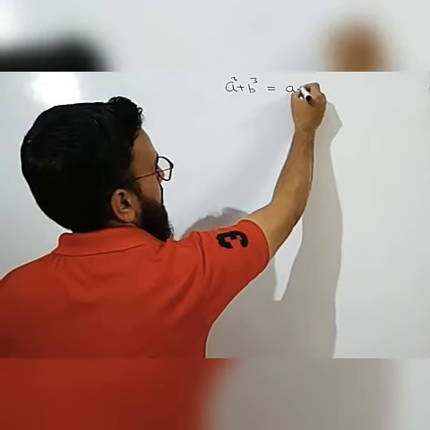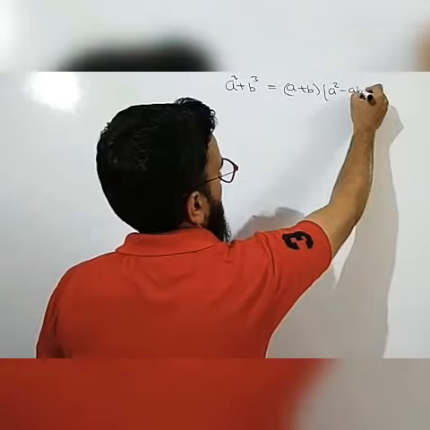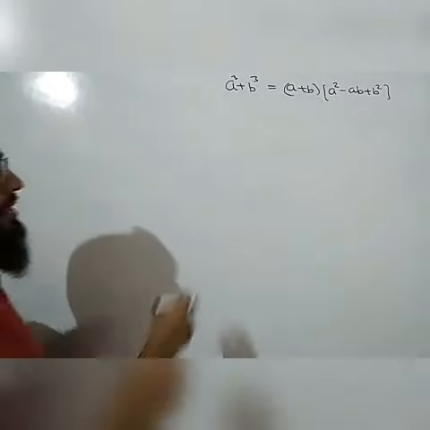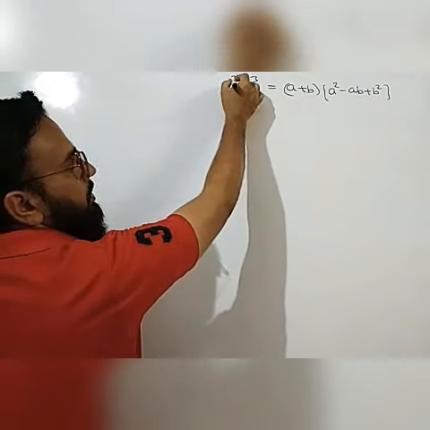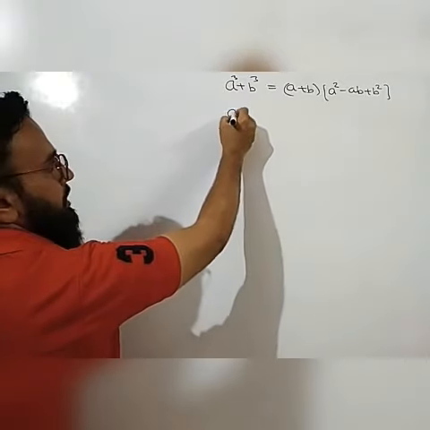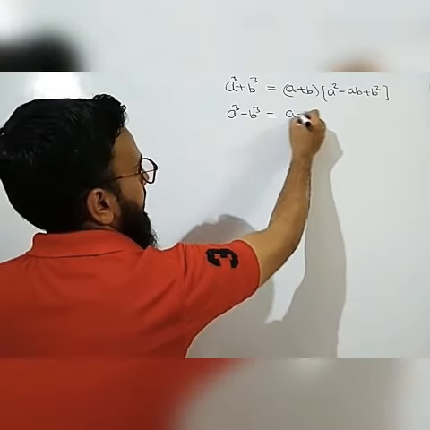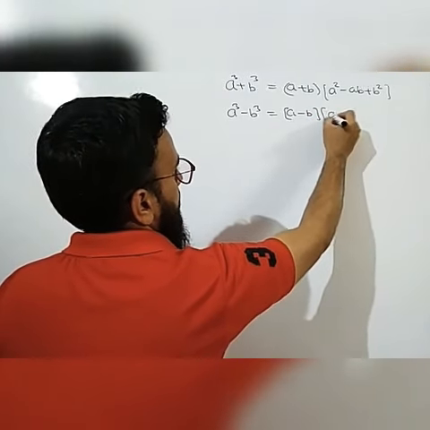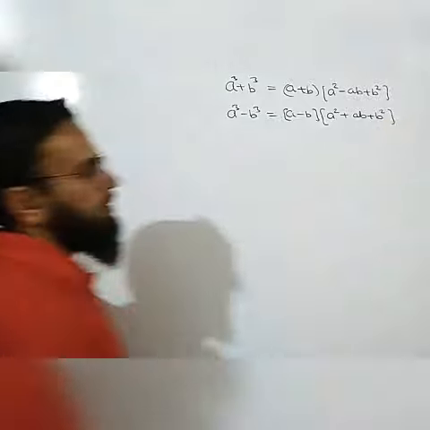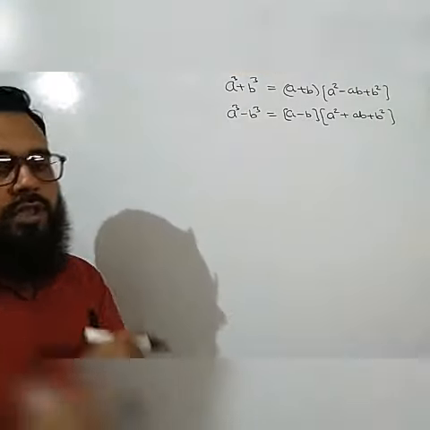It can be written as a plus b in one bracket and a square minus ab plus b square in the second bracket. It is the first identity, the sum of cubes of two terms. Similarly, the difference of cubes, a cube minus b cube, can be written as a minus b in one bracket, then a square plus ab plus b square. This is the second identity, the difference of cubes.